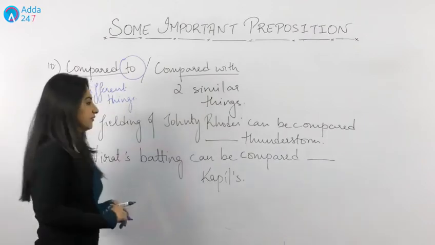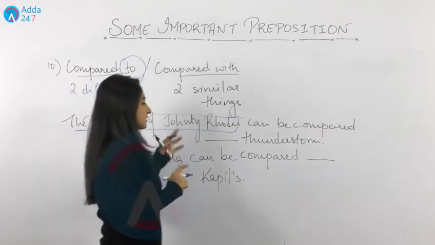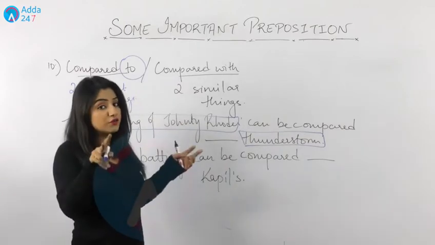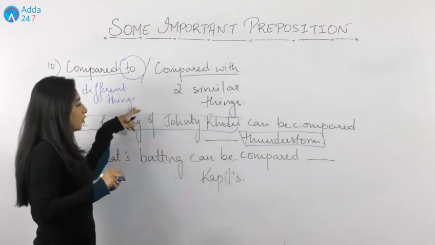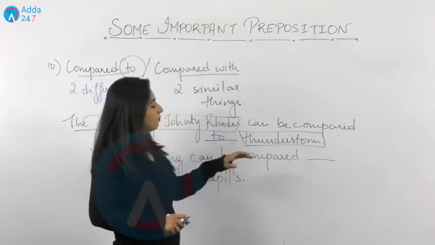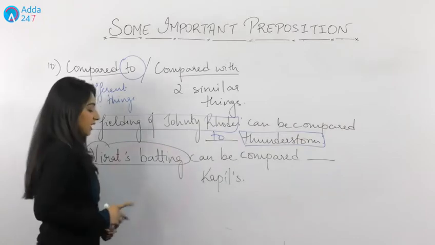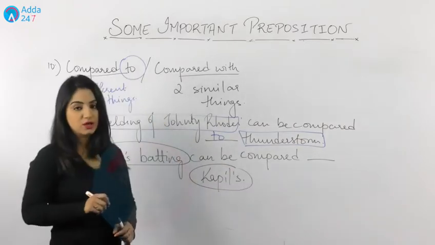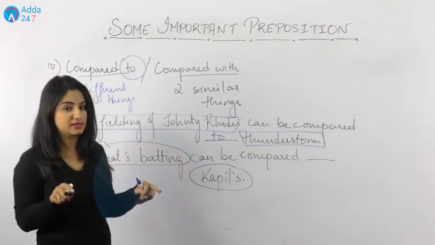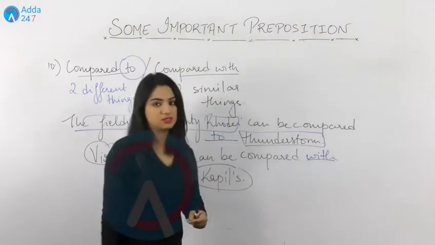Now in the first sentence you can see one is the fielding of Jonty Rhodes. First thing, fielding. And we are comparing the fielding with a thunderstorm. There are 2 different things given over here, and 2 different things follow compared to. So the correct sentence is the fielding of Jonty Rhodes can be compared to a thunderstorm. But in the next sentence, first is Virat Kohli's batting and second is Kapil Dev's batting. So both the things are the same. Batting and batting are being compared, isn't it? So what we write is Virat's batting can be compared with Kapil's.